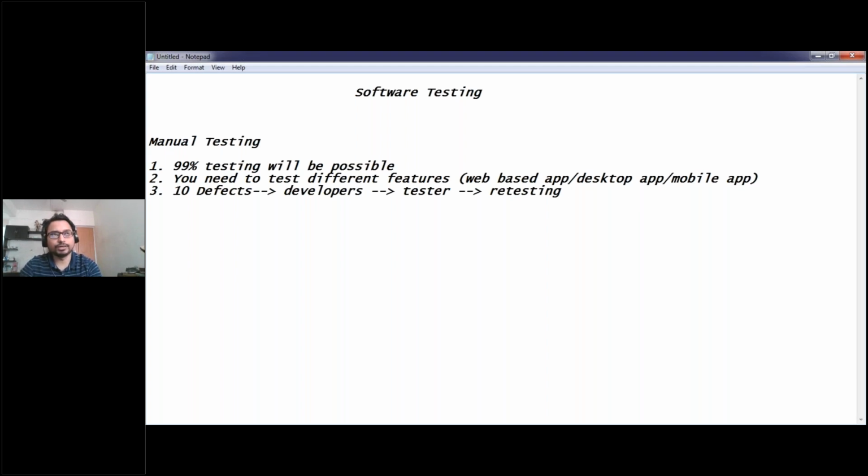So what will the tester do? The tester will get the application and retest all 10 defects he raised earlier. This retesting you can also call defect testing. Defect testing is also a part of manual testing, and it cannot be possible by automation.